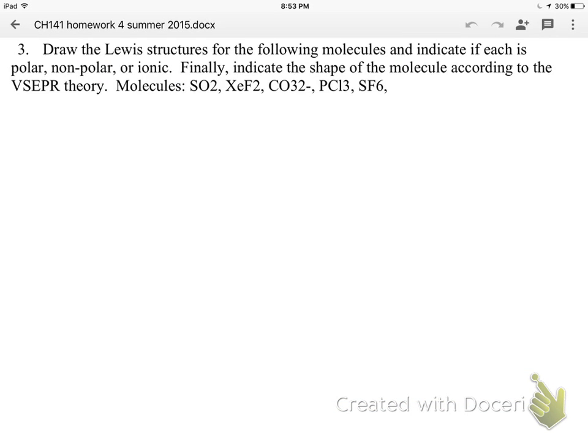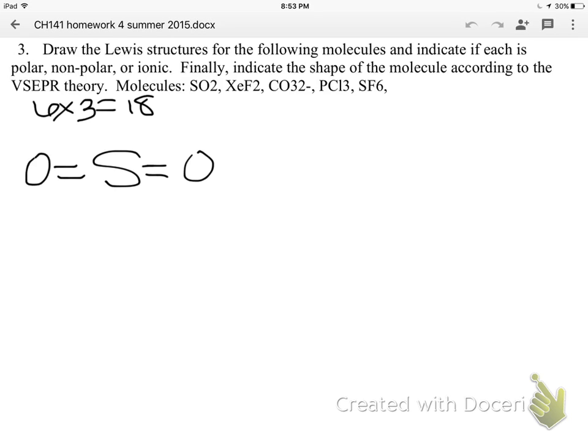Alright, so the next one is about Lewis structures. So first off, SO2, S is going to be in the middle, and oxygen on either side. My total electron count is going to be, let's see, sulfur's in the same group, so it's 6 times 3 is 18 electrons. So I guess what we'll do, I know that oxygen likes to have 2 bonds each, so I'm just going to assume that might be what it wants.